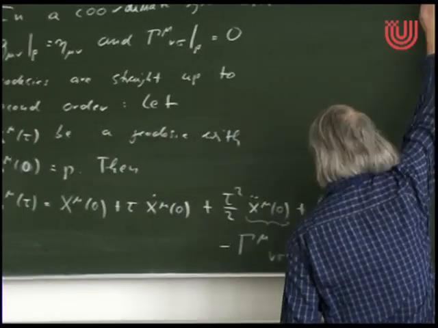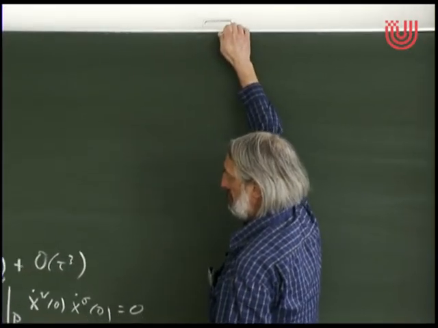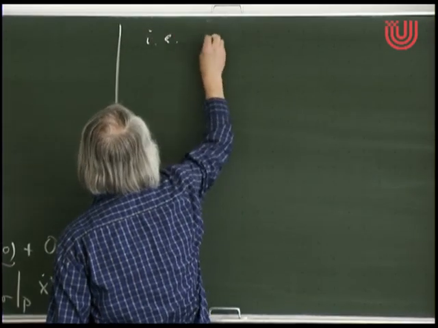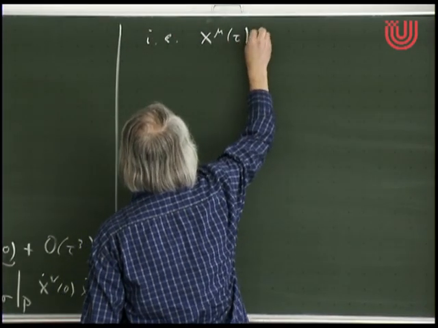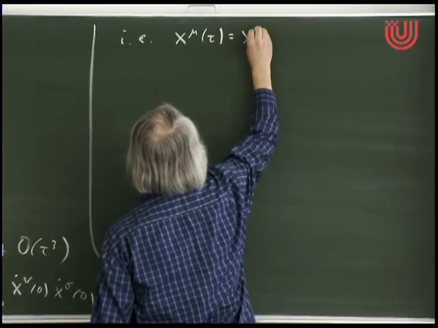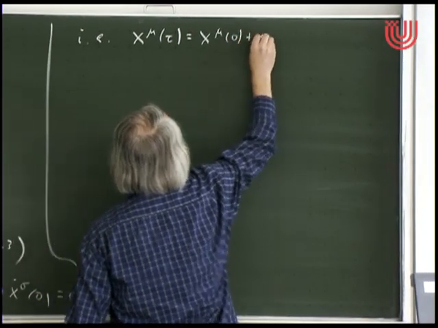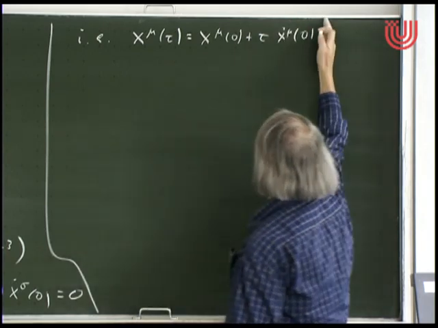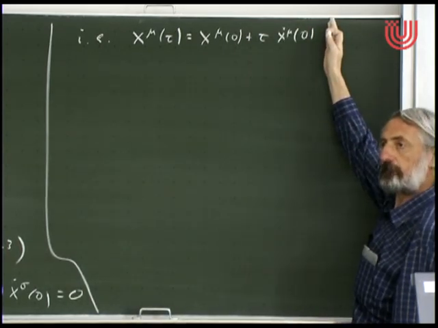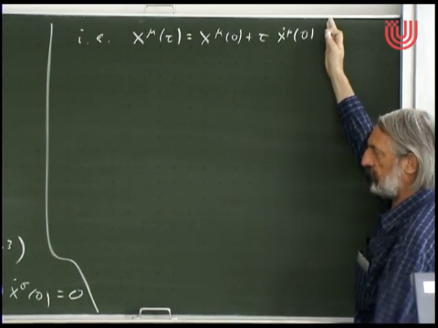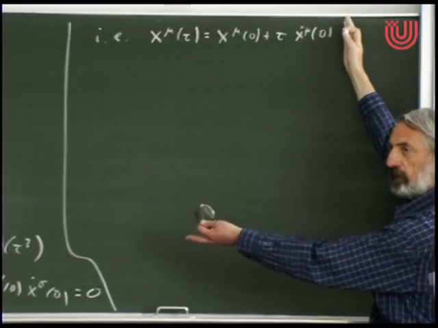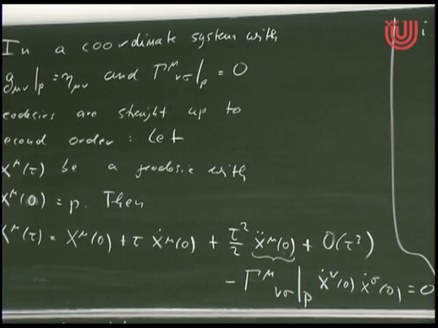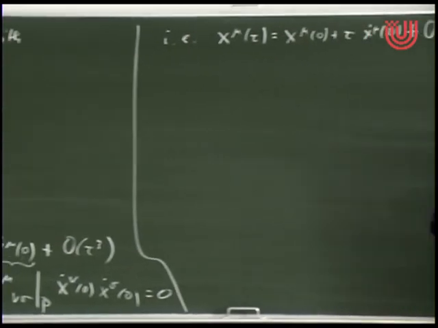So let me write the result here. I.e. x^μ(τ) is x^μ(0) plus τ x^μ dot of 0. That's a straight line, right? That's the equation of a straight line. And the second order term is not there, because it comes with the coefficient 0. So the next term is already the cubic term. So up to second order, it is a straight line.